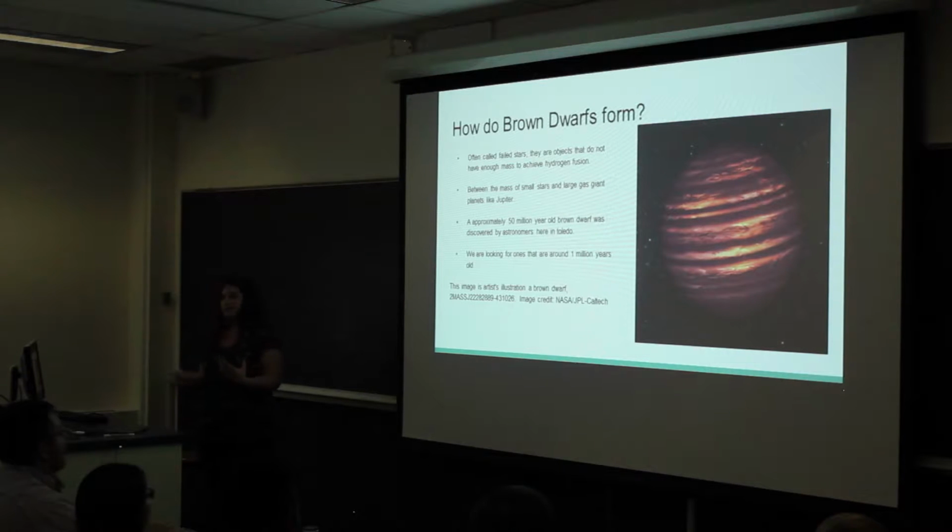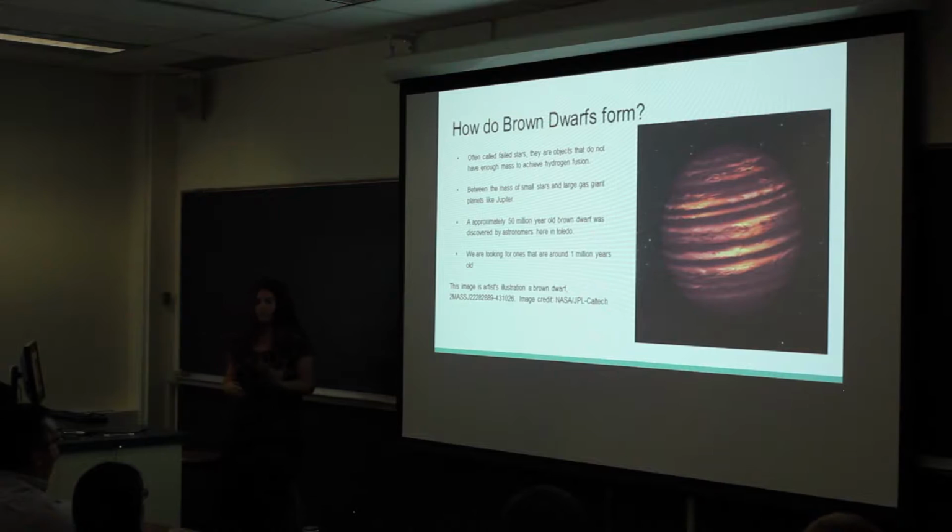Alright, so it's important at first to understand what brown dwarfs are and how they form in order to grasp the project. Brown dwarfs are often called failed stars because they're unable to achieve nuclear fusion. So they can't fuse hydrogen to produce energy, so they just slowly cool off and die.